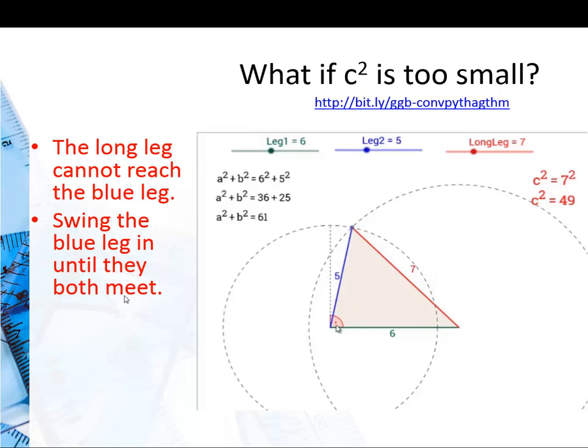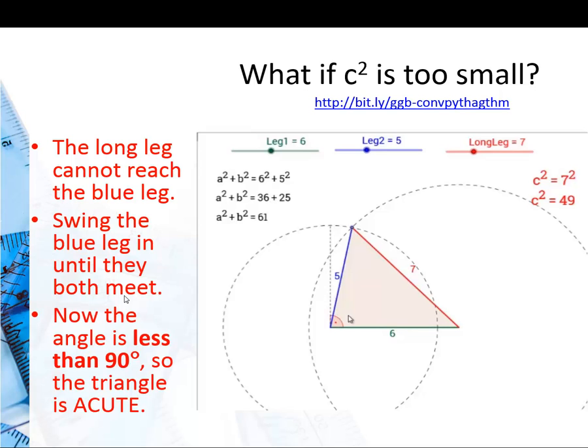Now the largest angle is still this angle here. Why? Because it's opposite the longest side, which is 7. But I can also tell that this angle is no longer 90 degrees. In fact, it's less than 90 degrees. Since my largest angle is less than 90 degrees, the triangle is acute.